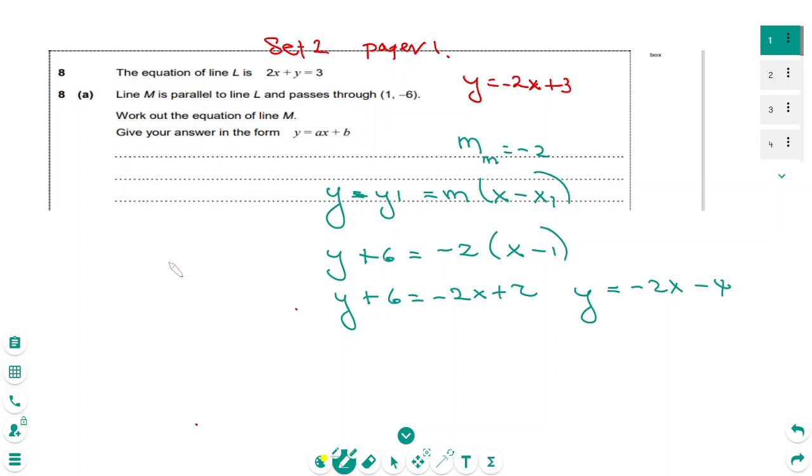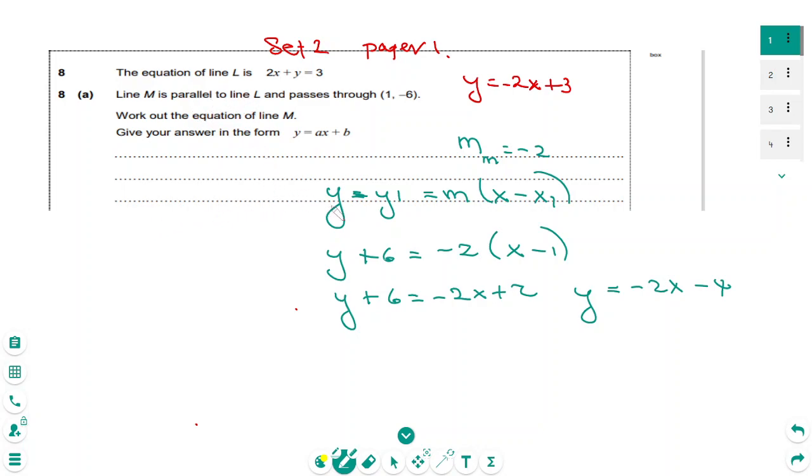The first question is a question on finding equations of straight lines, and the line L is 2x plus y equals 3. The line M is parallel to the line L and passes through the point (-1, -6), and we want to find the equation of the line M, the line that is parallel to the other line L.